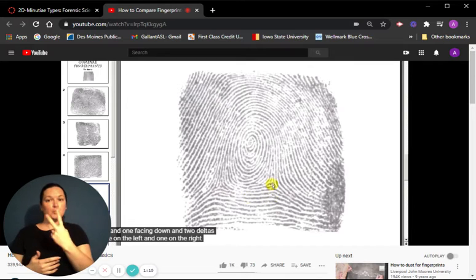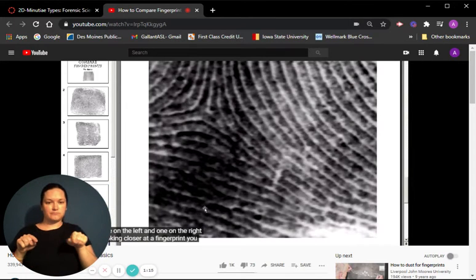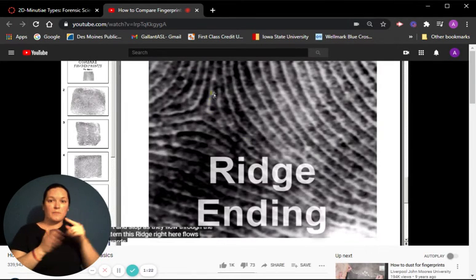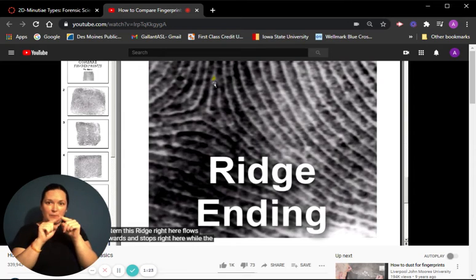Looking closer at a fingerprint, you can see that occasionally the ridges will start and stop as they flow through the pattern. This ridge right here flows upwards and stops right here, while the other ridges on either side converge to fill the space. This is a ridge ending.